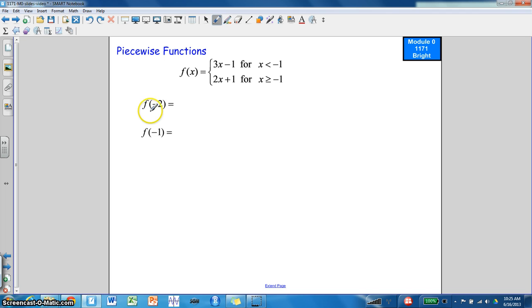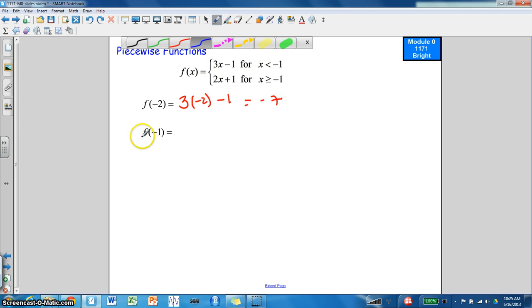So, for example, if we have f of -2, well, we have to figure out which branch that is in. -2 is less than -1, so it behaves according to this function. To evaluate it, all I would do is substitute -2 into that first branch, and I'd get out a -7.